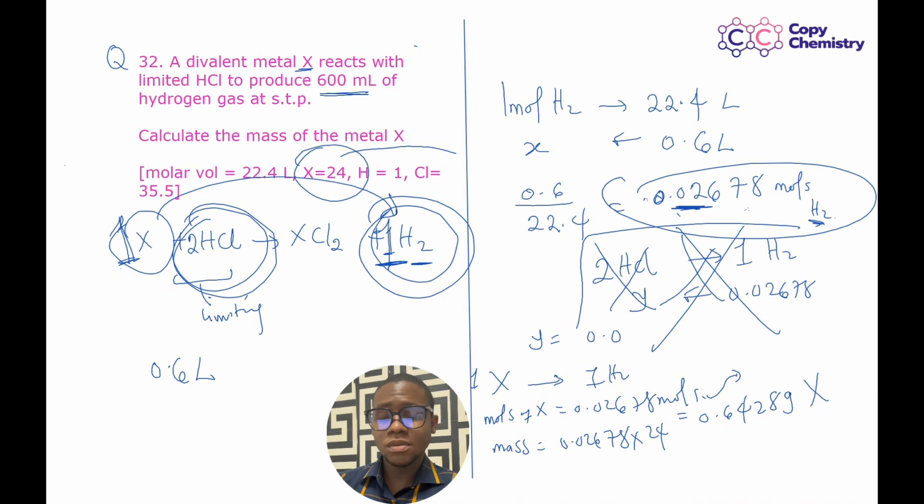Okay, it may look difficult at the beginning, but in summary, it was just about converting our volume to the number of moles at STP, and then relating the number of moles of H2 to the number of moles of the metal X, and then getting the mass from there. So you see, there's a way around things.